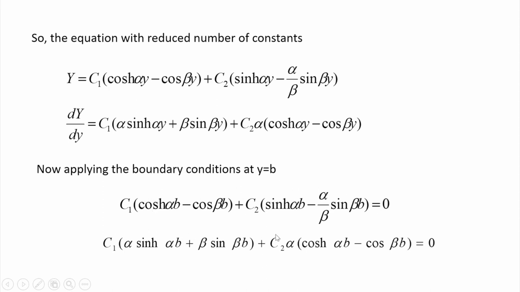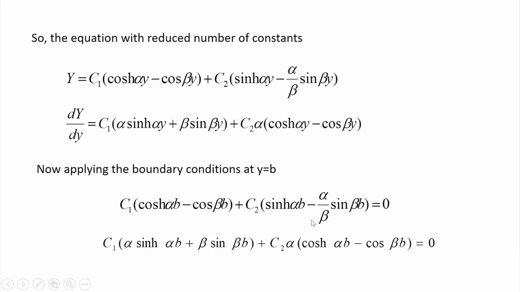So therefore we get another equation after putting y is equal to b. Actually, the boundary condition at y is equal to 0 gave the first two equations. Now substituting the condition at y is equal to b, we get two homogeneous equations: C1 (cos hyperbolic alpha b minus cos beta b) plus C2 (sin hyperbolic alpha b minus alpha by beta sin beta b) equal to 0.